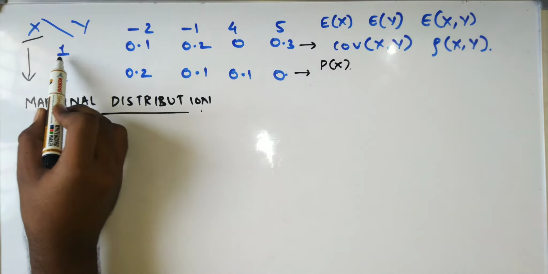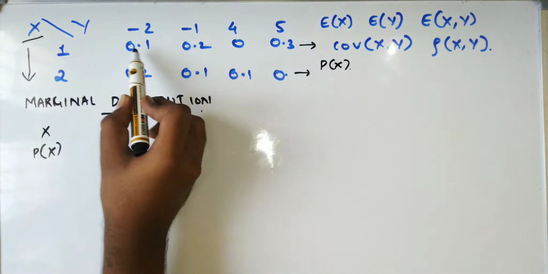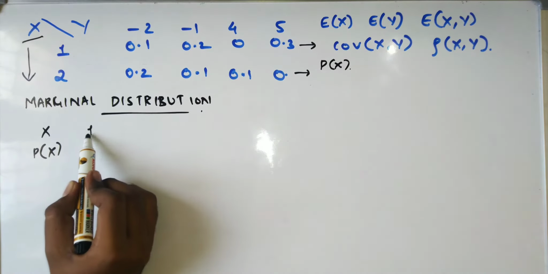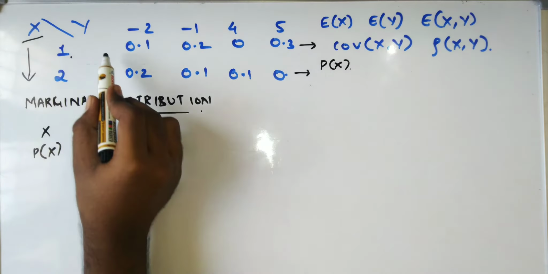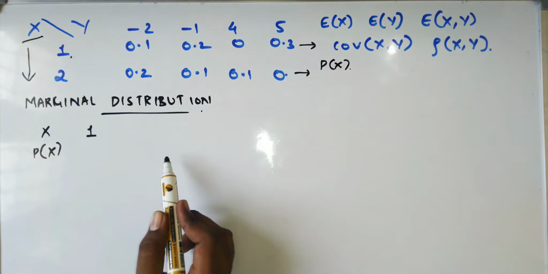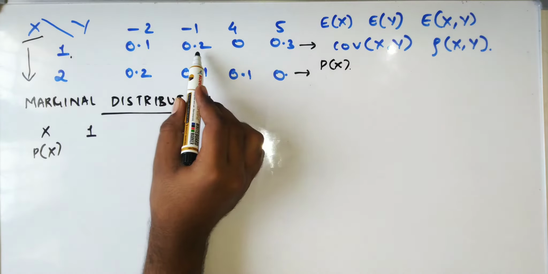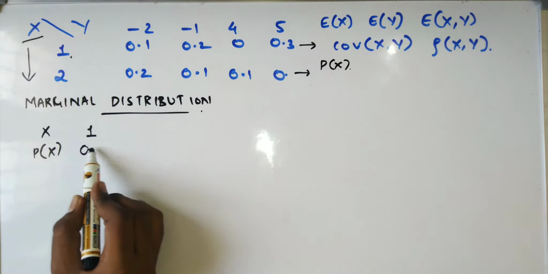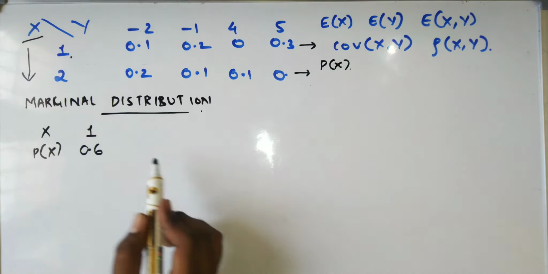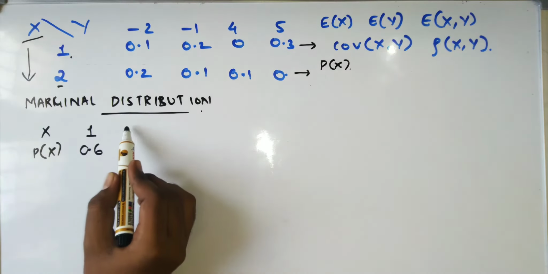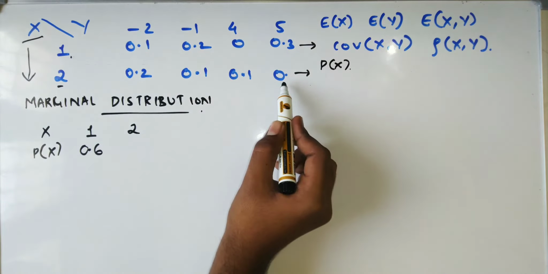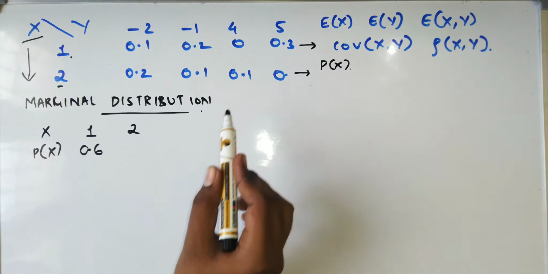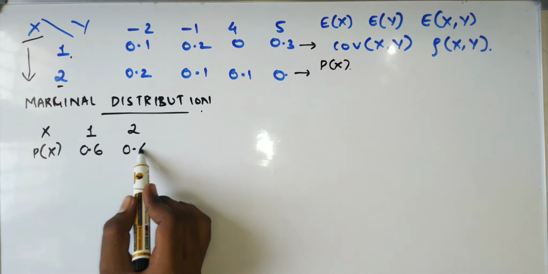For 1, I need to add these four values, so I'll get P of 1. So 0.1 plus 0.2 plus 0 plus 0.3 will give me 0.6. Next, for 2, I have to add these four values: 0.2 plus 0.1 plus 0.1 will give me 0.4.